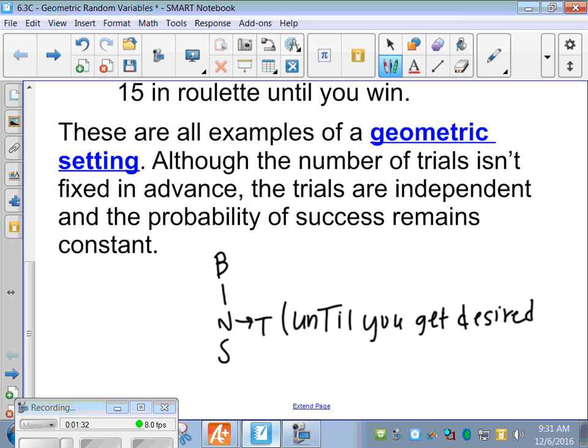You can still think of it as BINS, just know that geometric is until you get the desired outcome. All right, so there's not a fixed number of trials. You're going to keep going until you roll doubles or whatever. So probability of success has to remain constant each time.